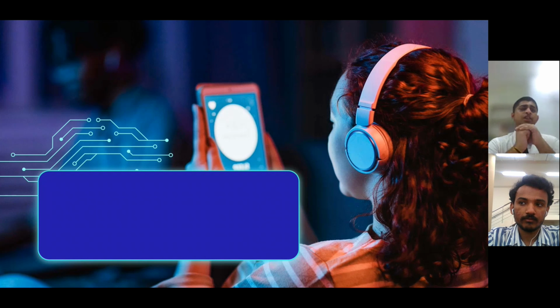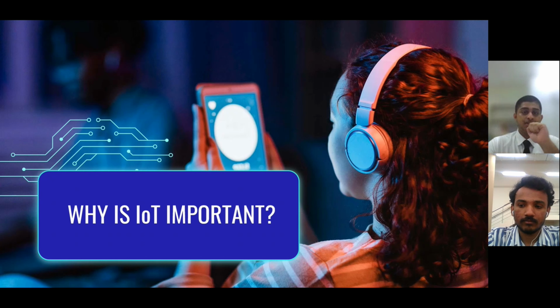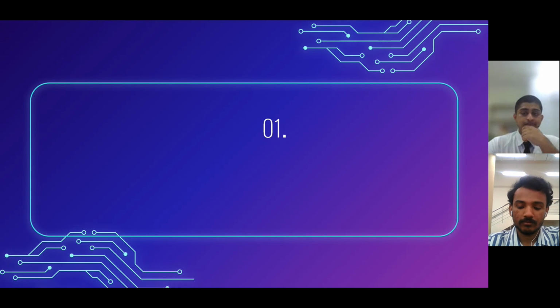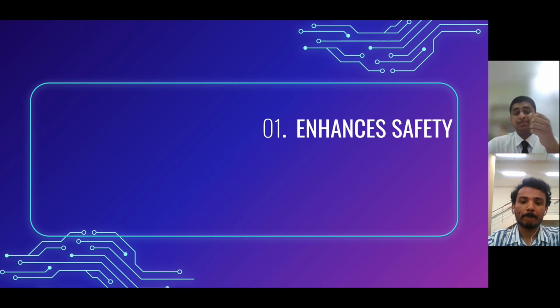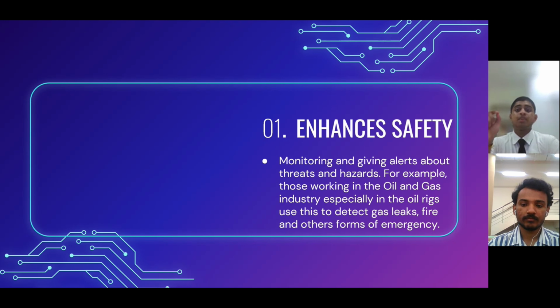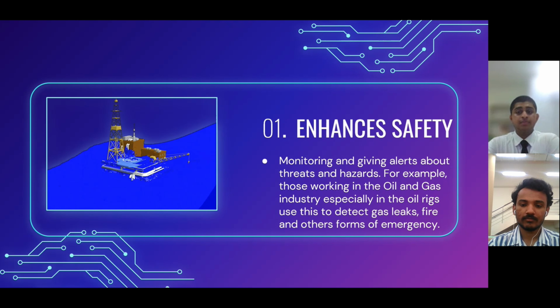Next, a very popular question among users, which is, why is IoT important? Let's look at it. Firstly, it enhances safety. Why do I say so? IoT actually helps monitor and give alerts about threats and hazards. For example, those working in the oil and gas industry, especially in the oil rigs, use this to detect gas leaks, fire, and other forms of emergency. As we might know, those working in oil rigs are facing a very high risk, and IoT actually helps by taking care of the safety measures.